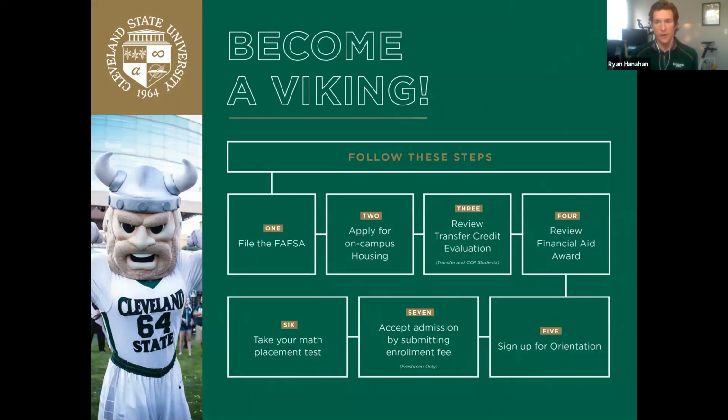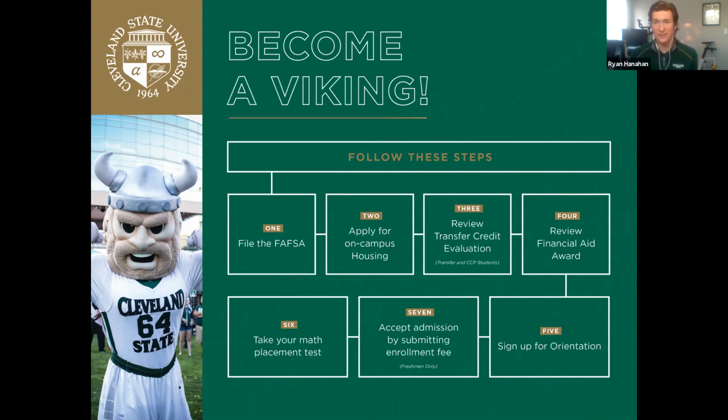So October of your senior year, you want to go ahead and file for the FAFSA for your financial aid and have all those results sent to CSU. If you are interested in living on campus, there is an on-campus housing application you will need to fill out. That actually opens up in November of your senior year. So October 1st, go ahead, file for the FAFSA. November 1st, fill out the housing application if you're interested.